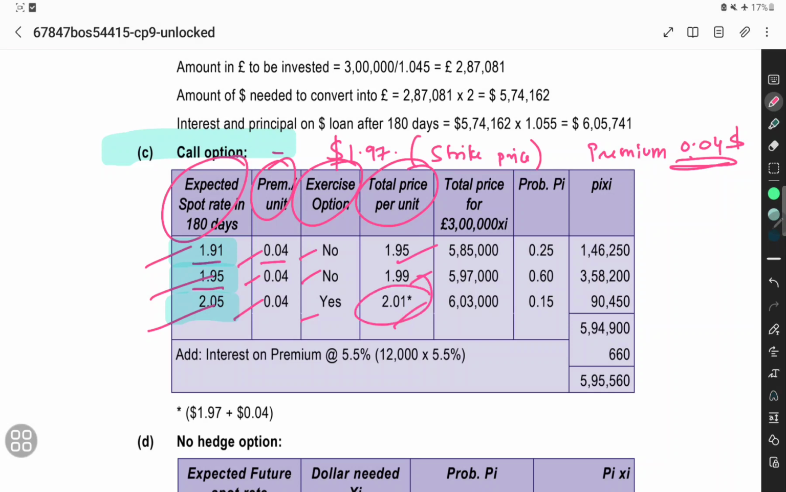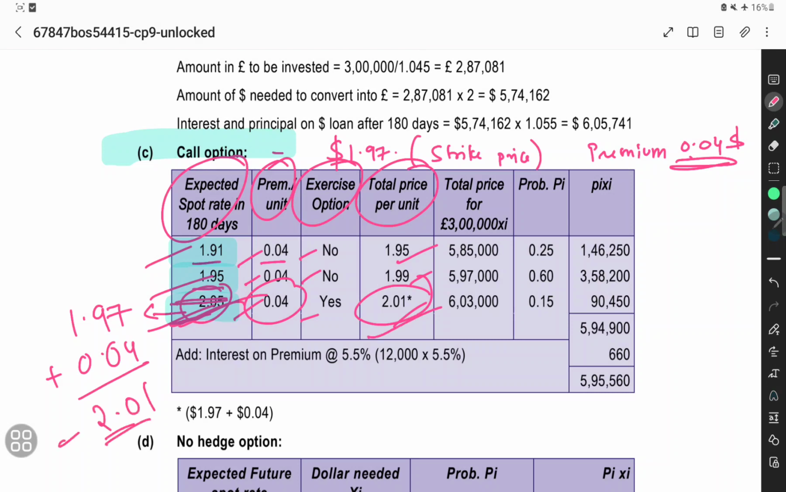Now in the third part, you will ask why is it 2.01. I don't think most will ask, but in case you are asking, I'll explain it. Here, if you notice, this is not going to be 2.05 plus 0.04, no, because I have exercised my option. Since I've exercised my option, this is not the price that I'm going to pay. Instead, I'm going to be paying 1.97 plus my premium 0.04, and if you add this, it comes up to 2.01. Okay, how I derived it? Most of you will already know this.